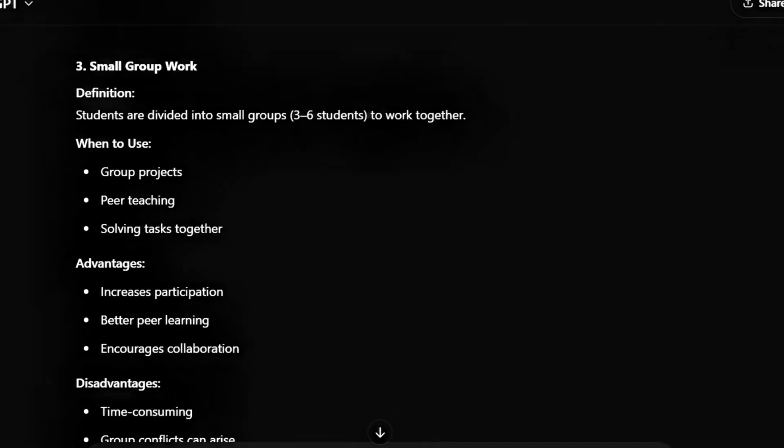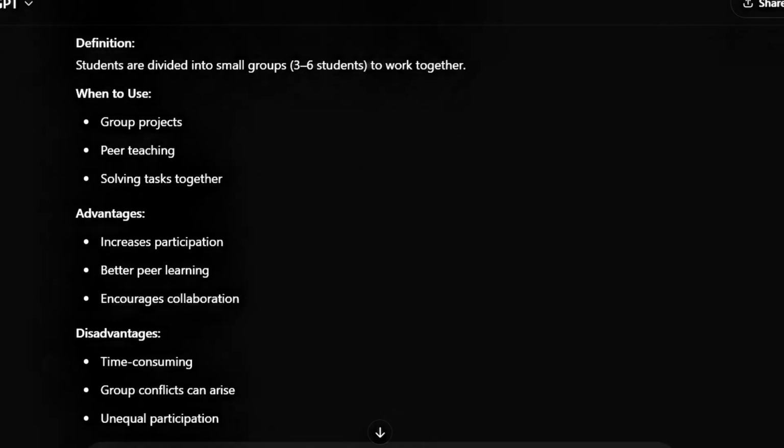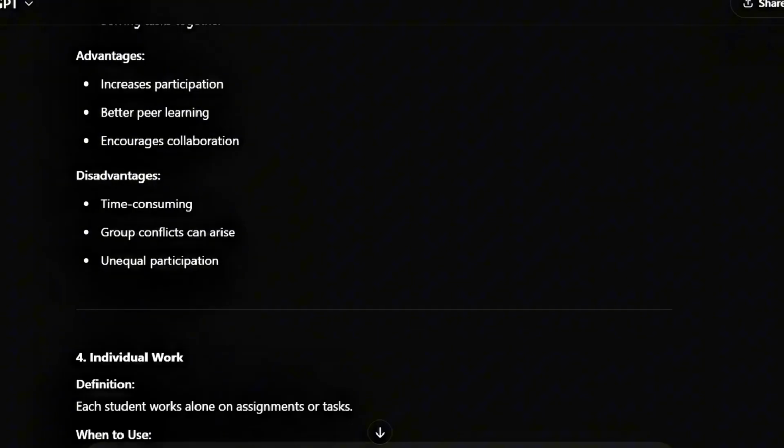Small group work. Definition: students are divided into small groups, 3 to 6 students, to work together. When to use: group projects, peer teaching, solving tasks together. Advantages: increases participation, better peer learning, encourages collaboration. Disadvantages: time-consuming, group conflicts can arise, unequal participation.